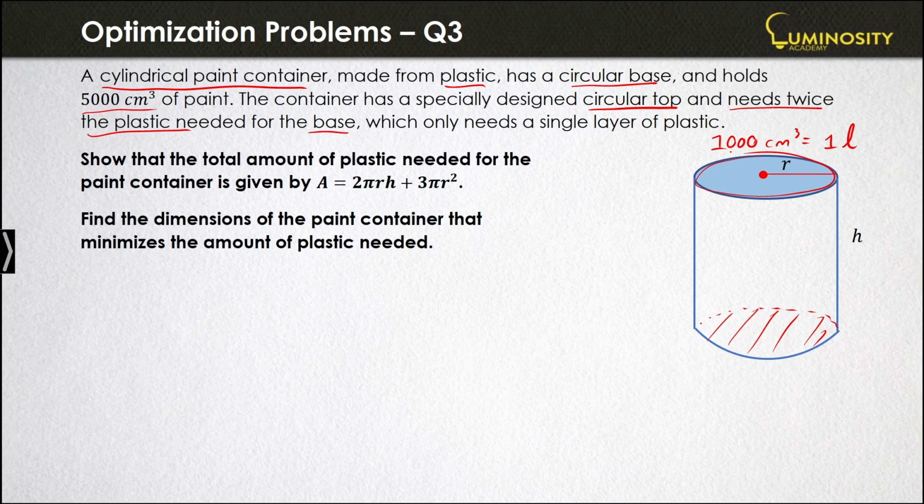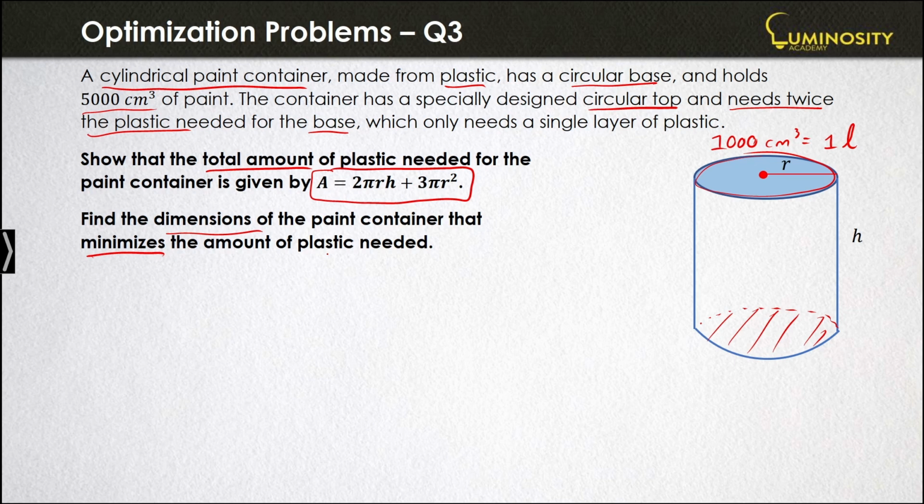So we have two questions here. We want to show that the total amount of plastic needed for this paint container is given by this function, A equals 2 pi rh plus 3 pi r squared, where r is the radius of this cylindrical container and h is the perpendicular height. Then we want to find the dimensions of the paint container that minimizes the amount of plastic needed to create this.